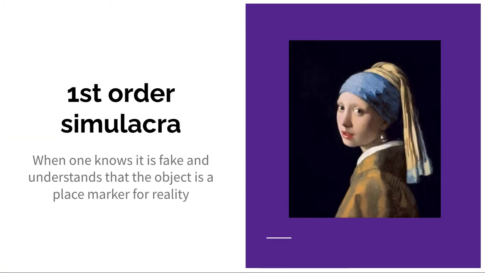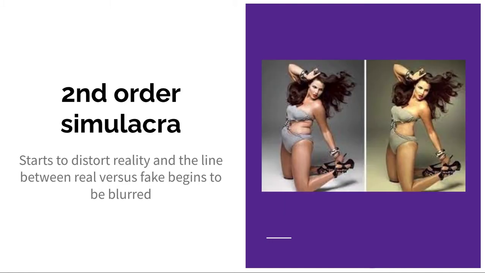So the first order simulacra, just to go over a review, is when one knows that it is fake and understands that the object is a place marker for reality. In this painting, we can see that it is obviously not the actual woman, but what she represents. So that is going to be first order because we know it's fake, but it is a place object.